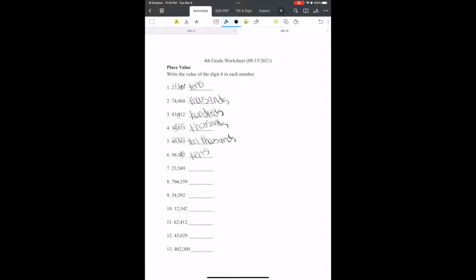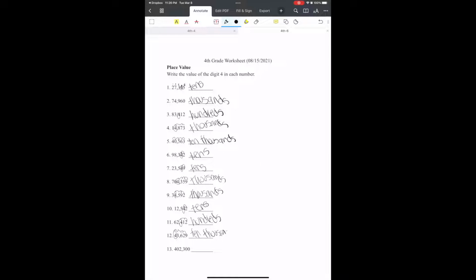For 7, we could also see it's in the tens place, so the answer is tens again. For 8, we could see it at the thousands place, so the answer is thousands. Again, for number 9, we see it at the thousands place, so the answer is thousands. For number 10, we see it at the tens place, so the answer is tens. For 11, we see it at the hundreds place, so the answer is hundreds. For 12, we see it at the 10,000s place, so the answer is 10,000s.